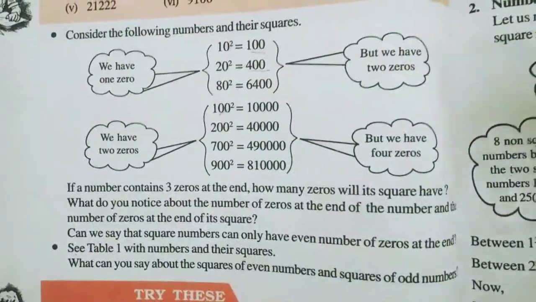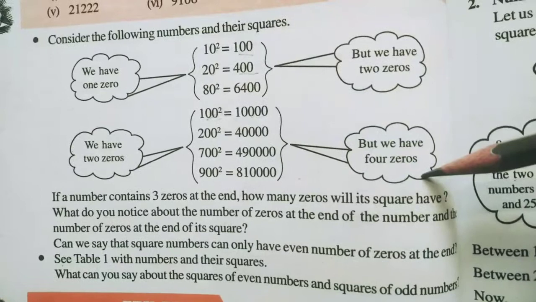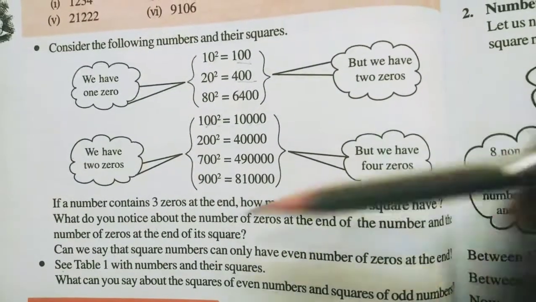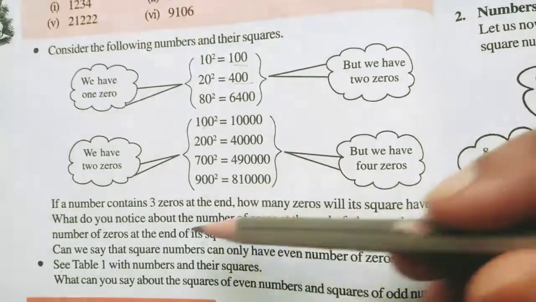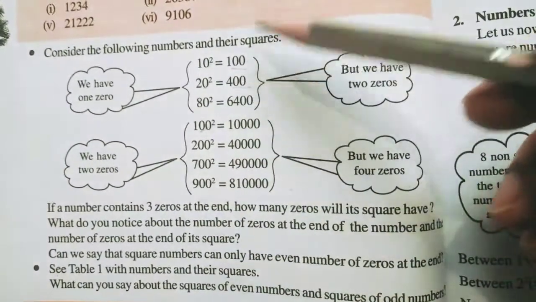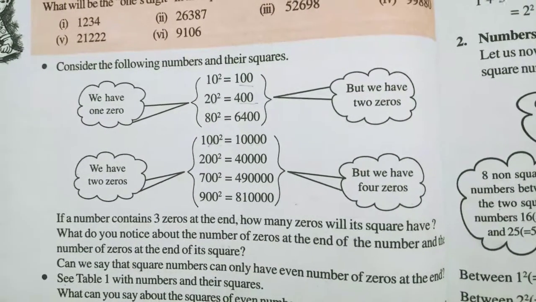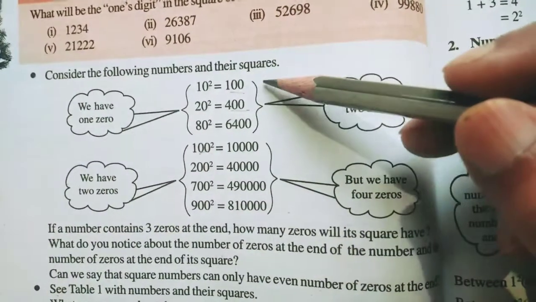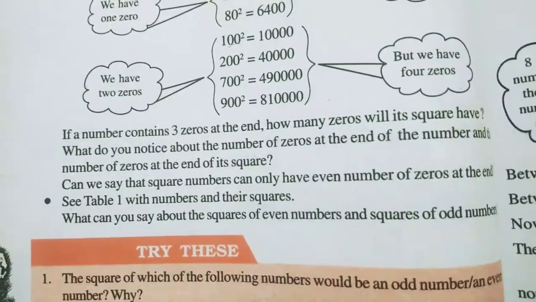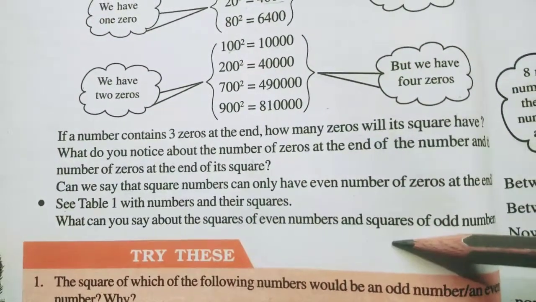Here it is written, if a number contains 3 zeros at the end, how many zeros will the square have? What do you notice about the number of zeros at the end of the number and the number of zeros in the square? You have to remember this property. If zeros are in the unit place, then the square of the number will also have zeros, but it will double the zeros. Now, what can you say about the square of even numbers and the square of odd numbers?